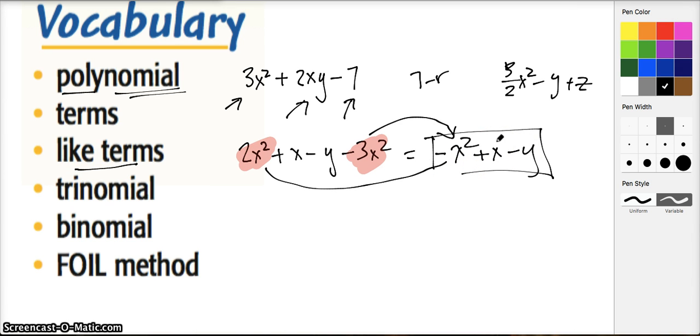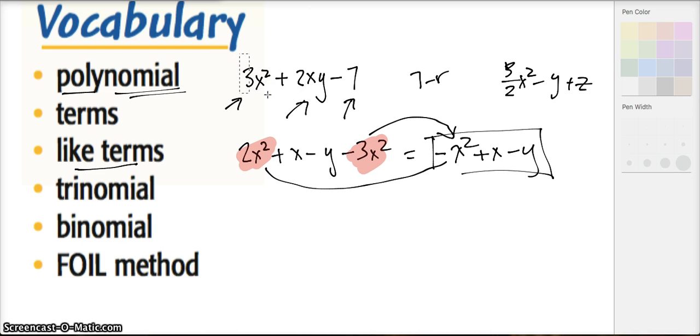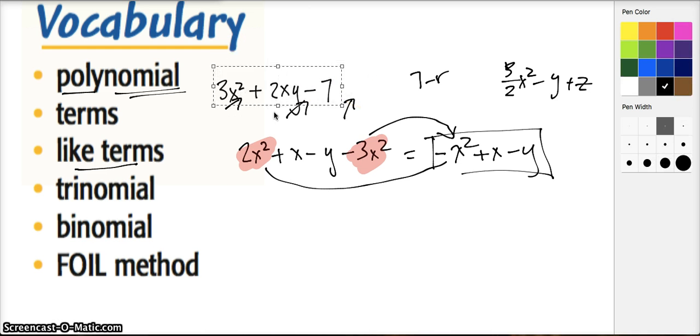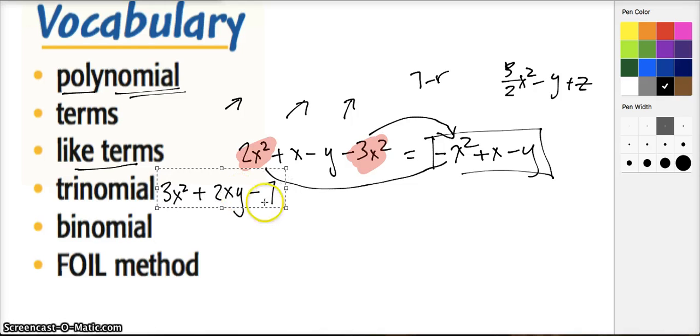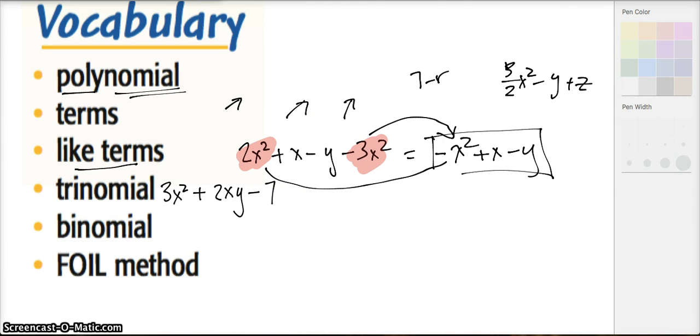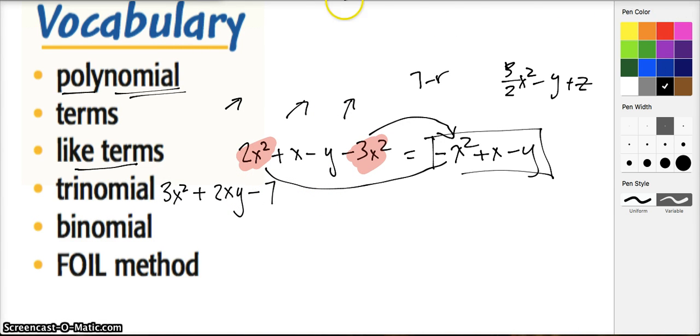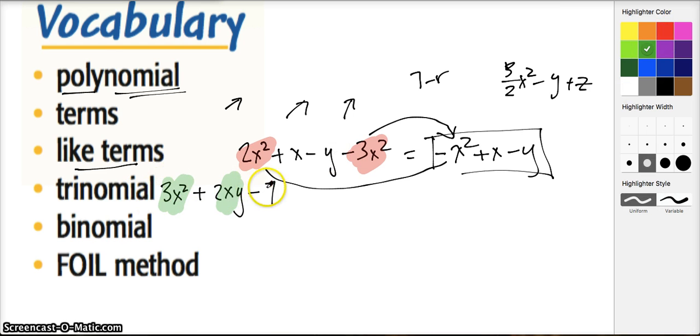Now, polynomials have specific names depending on the number of terms in them. This polynomial right here, I'm going to grab it and slide it down over here. This is a trinomial. Want to take a guess why? I think you see it. I'll wait. Yeah, that's exactly it. It has three terms. Three terms that don't simplify, that aren't like terms. So it is a trinomial.